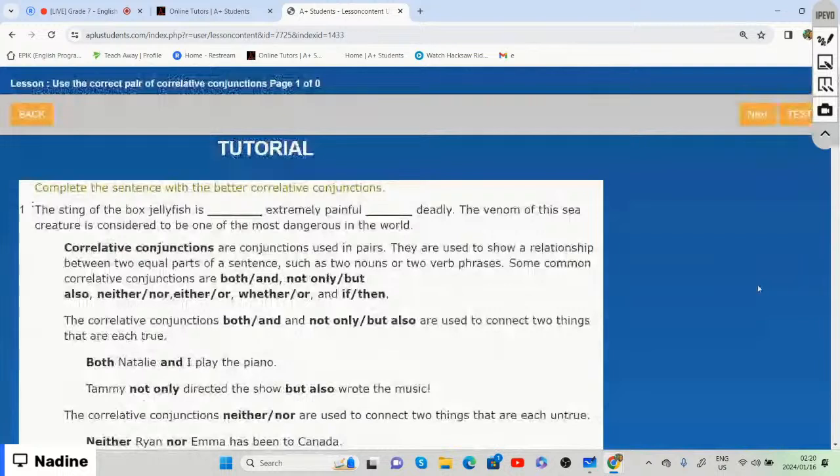When it comes to correlative conjunctions, we're going to quickly complete a sentence with the better correlative conjunction by choosing one of the most common correlative conjunctions. It says the sting of the box jellyfish is extremely painful, deadly. The venom of this sea creature is considered to be one of the most dangerous in the world.